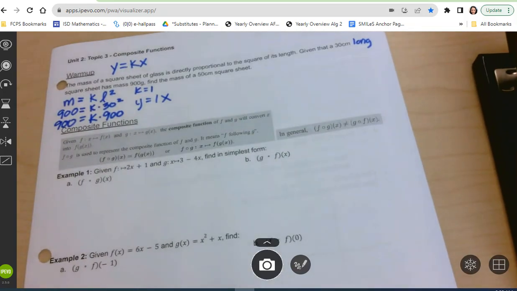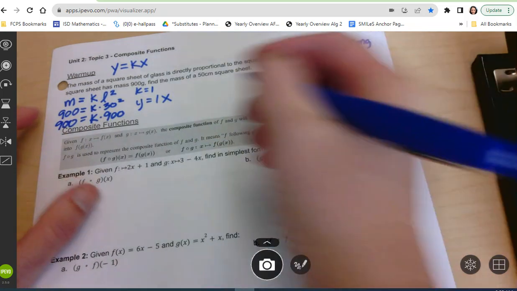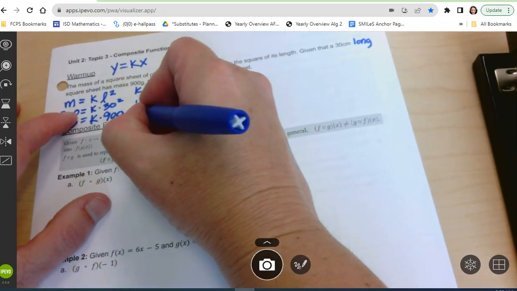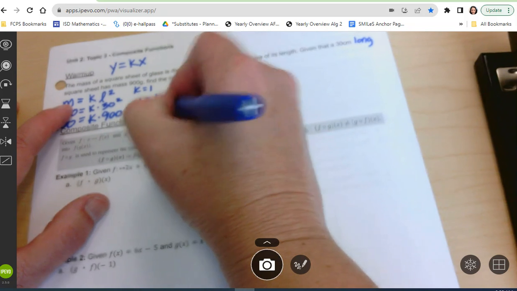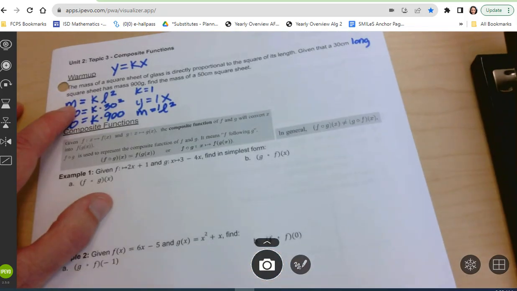Honestly, a lot of people find it easier to look at y equals 1x because y equals x is so straightforward, it can be confusing. You can write it as y equals x, though. That's the most simple way to write it. All right. Or in this case, instead of y equals 1x, it would be m equals l squared because the k is 1, or 1l squared. Okay?